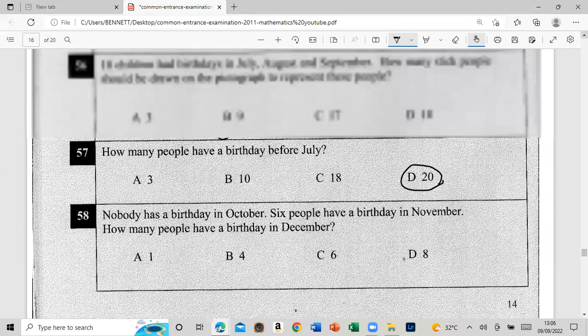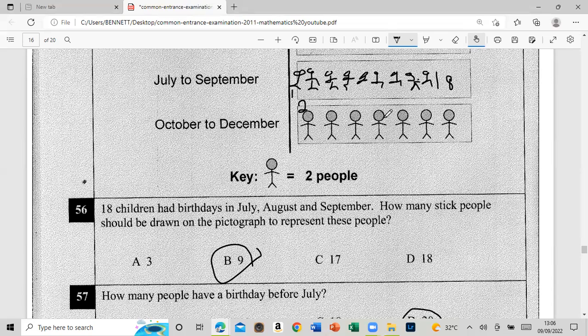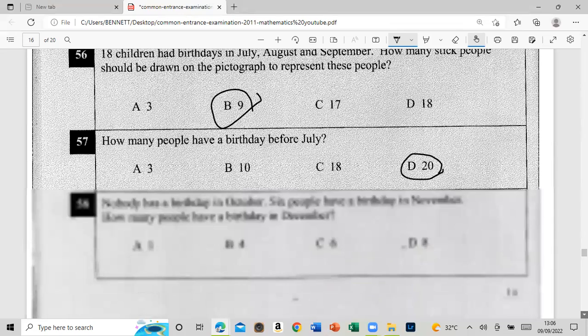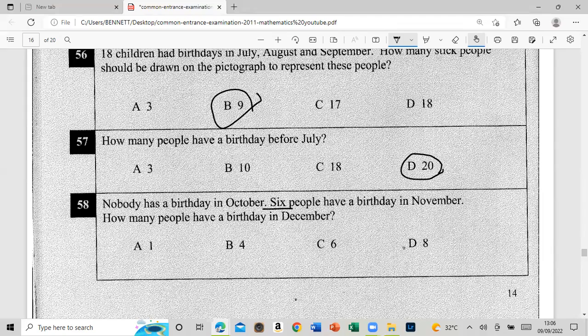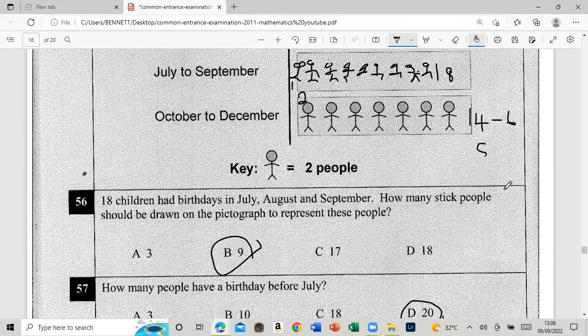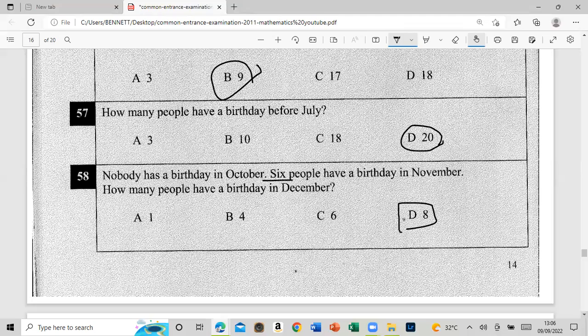Alright, so let's look at the quarter first. The quarter says 2, 4, 6, 8, 10, 12, 14. Let's check again. 2, 4, 6, 8, 10, 12, 14. So we have a total of 14. 0 persons were born in October. I don't believe this, but I have to say. And in November, 6 persons. So we want to find out how many were born in December. Minus 6 from this. 14 minus 6 gives us 8. So December is 8 people. And that is P. Alright, let's look at 59.